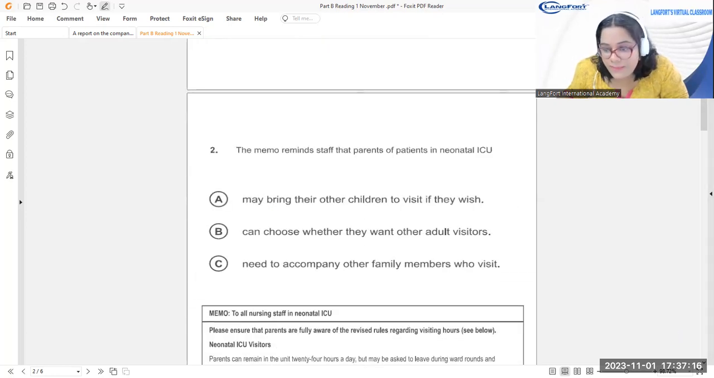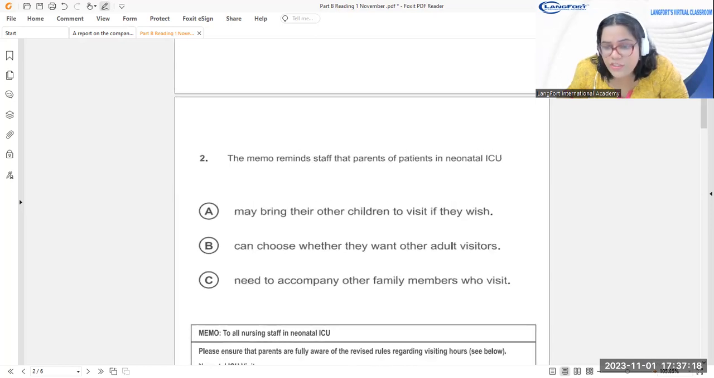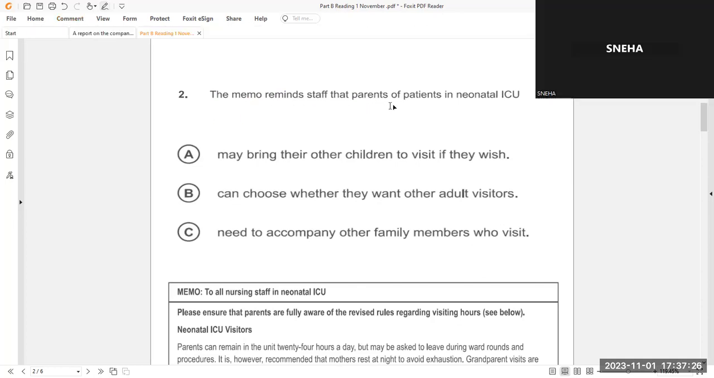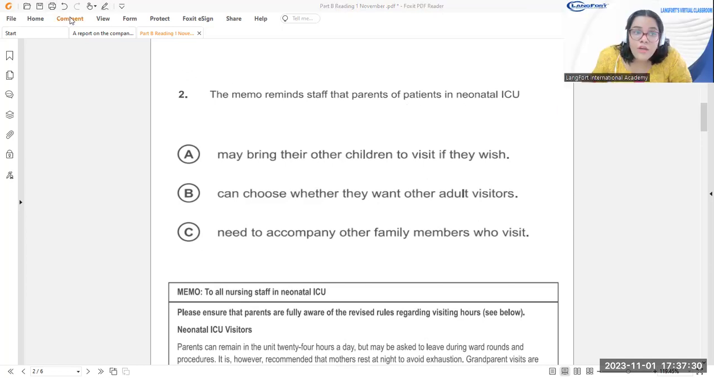Sneha, would you mind unmuting yourself and reading the question? Let me just zoom in so the question is visible on your screen clearly. Can you read the question, Sneha? Yes, ma'am. The memo reminds staff that parents of patients in neonatal ICU. We know we are going to read a memo. We know our extract is a memo. What do we need to find out? All of you pause and read and connect the meaning and tell me.